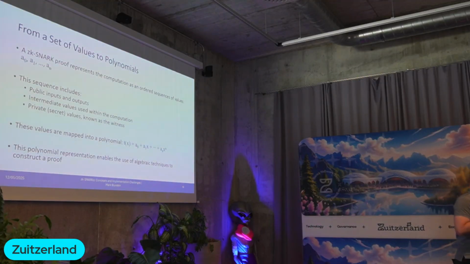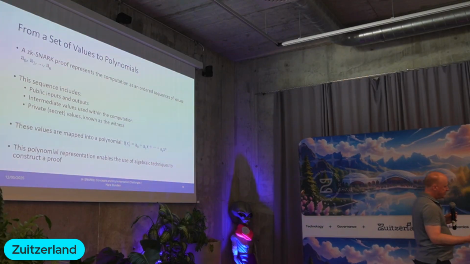And we can map those values to a polynomial that we call T of x. So each of these numbers in the sequence becomes a coefficient in this polynomial. So A1, for example, becomes the coefficient of x to the power 1. A2 in the sequence becomes the coefficient of x squared, and so on. By putting it into this form, we can then use algebraic techniques to construct a proof.